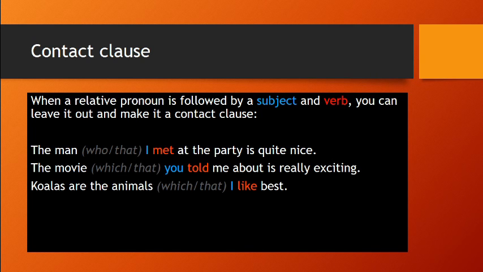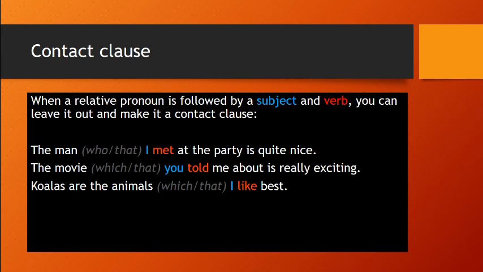The man I met at the party is quite nice. The movie you told me about is really exciting. Koalas are the animals I like best. These sentences are perfectly fine, and contact clauses are frequently used, especially when we're talking.